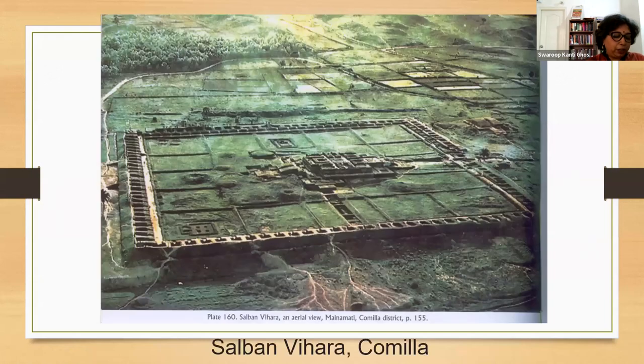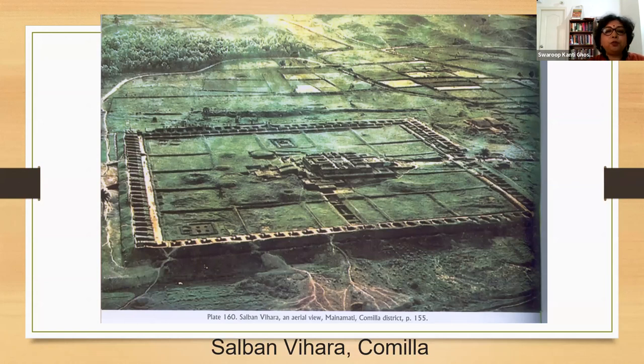From Jagjivanpur, we now move to the southeast, and that is my last site. Take a close look at the terracotta plaques from Shalvan Bihara in Mainamati in present Kumilla of Bangladesh. The terracotta out of Mainamati is almost entirely represented by the sculpture plaques found in situ in the basement walls of the shrine. And these plaques provide a snapshot.